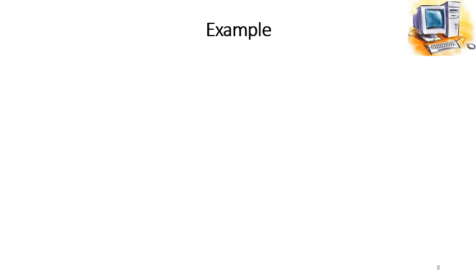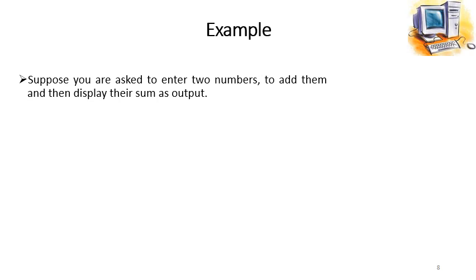For example, here we have an example which says that suppose you are asked to enter two numbers, to add them and then display their sum as output. Consider this as a problem statement where we have been asked to enter two numbers. Now we know that numbers are numeric type of data. So that is the input. In input we have got two numbers.